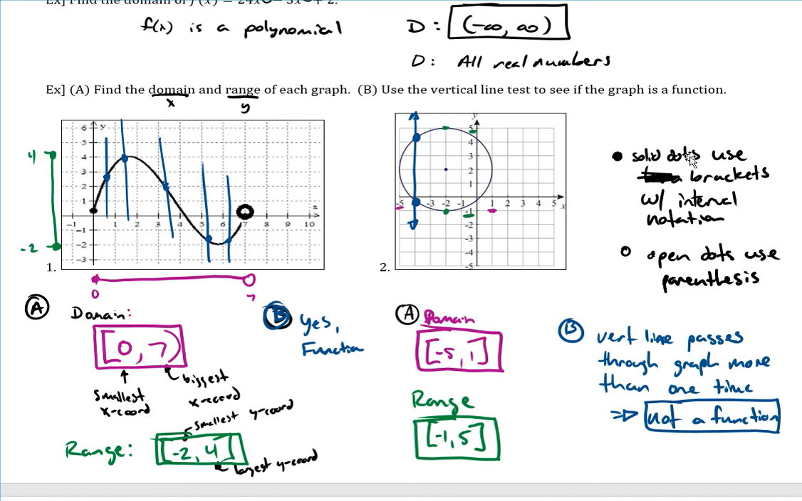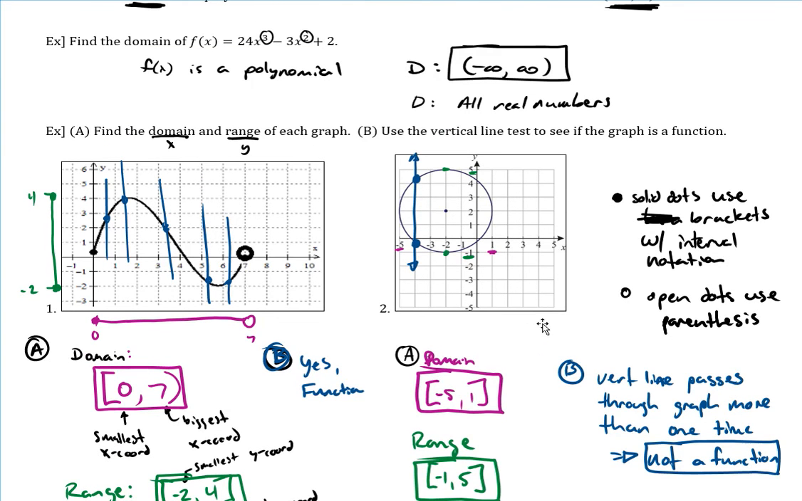However, this is still a circle. Circles are important for us in math. However, just by definition, it is not a function. Anyway, so that's that. All right, so that's our introduction using domain and range notation and figuring out what makes a function.